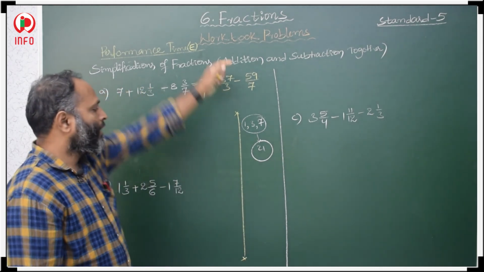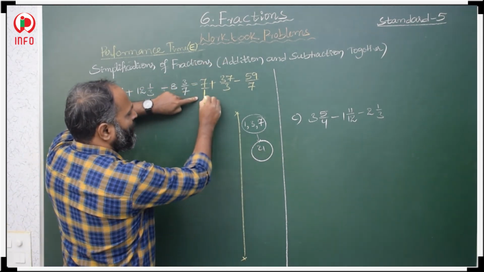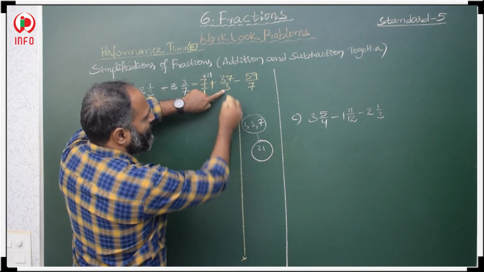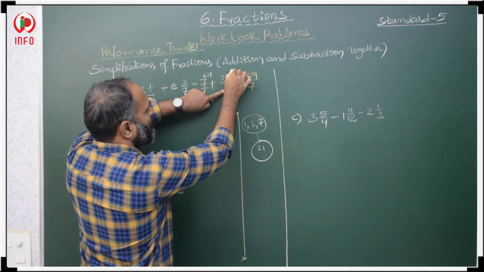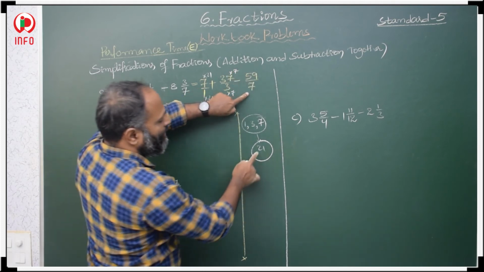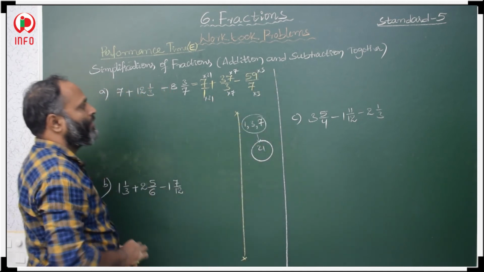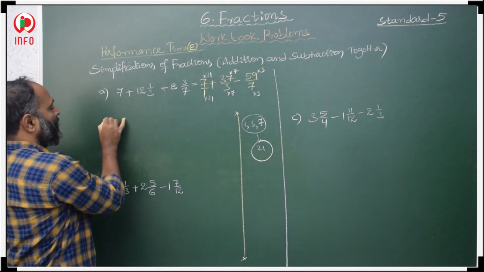Now in the 1 table, to get 21, 21 ones are needed. In the 3 table, to get 21, 7s are needed. In the 7 table, to get 21, 3s are needed. Okay.